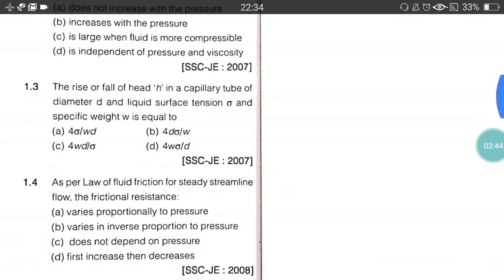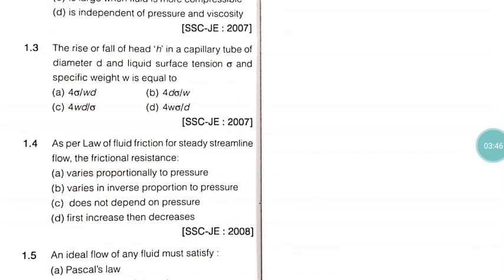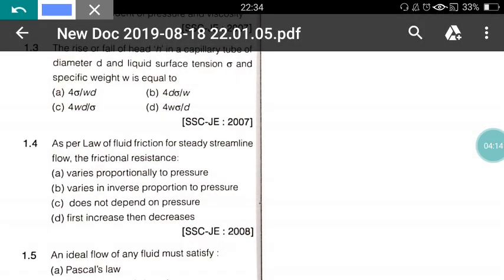Coming to the next question, question number 4. As per the law of fluid friction, for steady streamline flow, they are asking about the frictional resistance. Option A: varies proportionally to pressure. Option B: varies inversely proportional to the pressure. Option C: does not depend on pressure. Option D: first increases then decreases. The correct answer for this is option C.